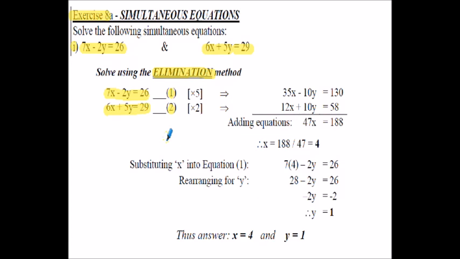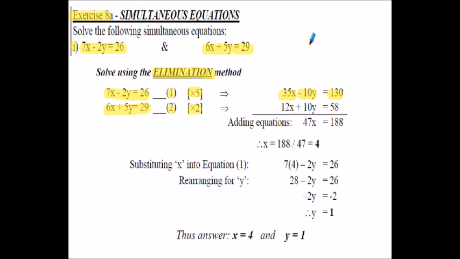So to make the coefficients of y the same, I need to multiply equation 1 by 5 and equation 2 by 2. So what we get here then, taking equation 1 and multiplying by 5, 5 times 7x is 35x, 5 times minus 2y is minus 10y, and the 5 times 26 is 130 on the right hand side.